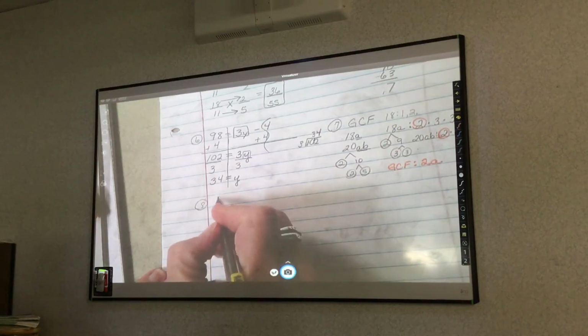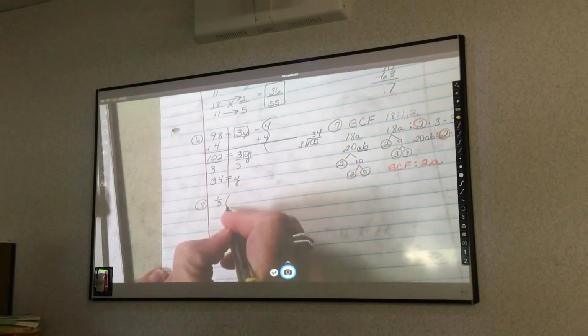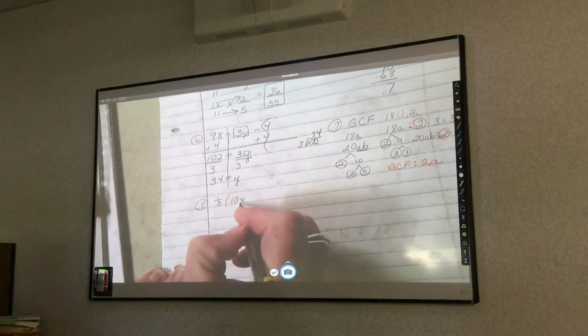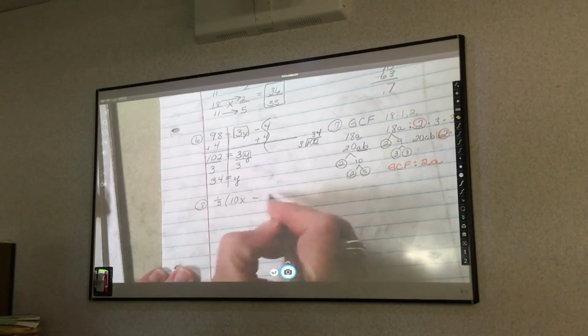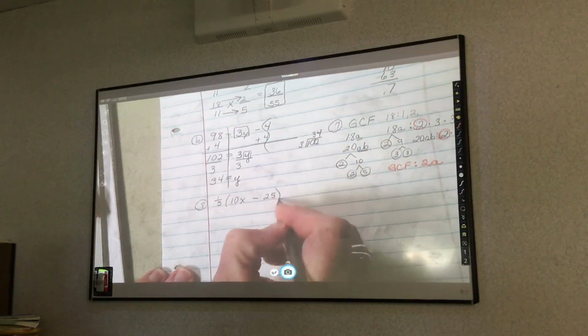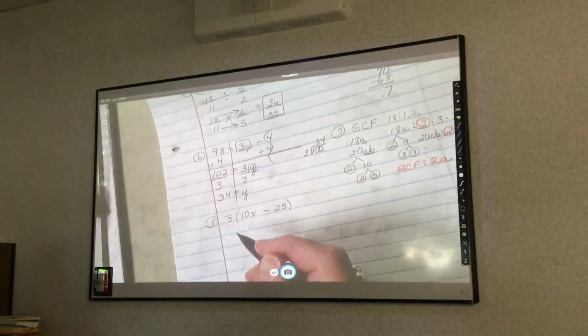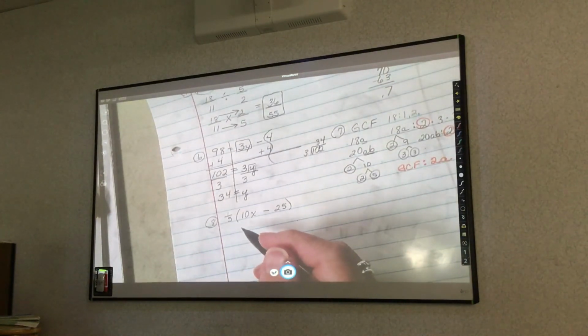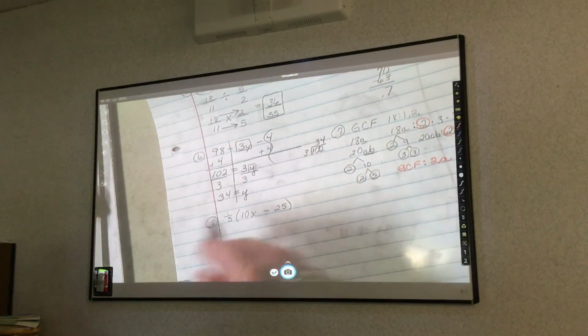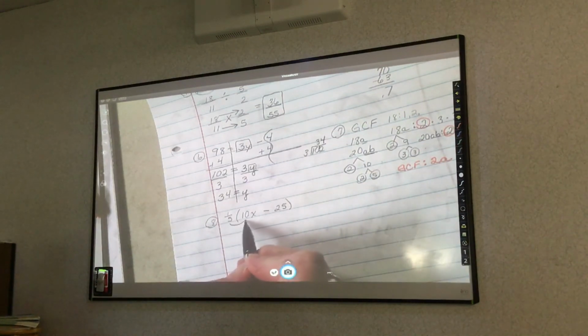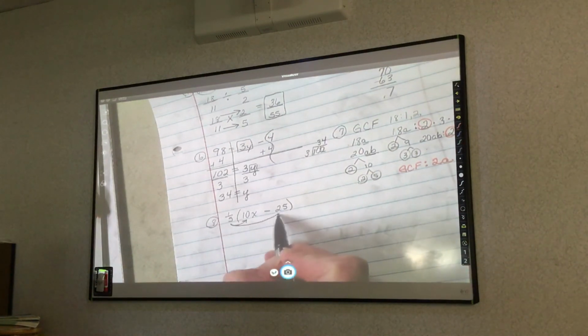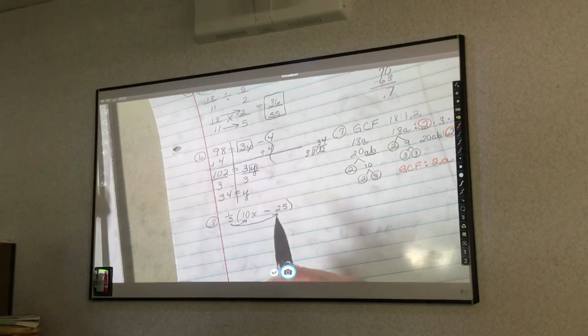Number 8 says for us to expand 1/5 times the quantity 10x minus 25. What does it mean to expand? You write it all out, but what property are we going to use when we do this times this and this times that? Distributive. Distributive property. Good job, Ty.